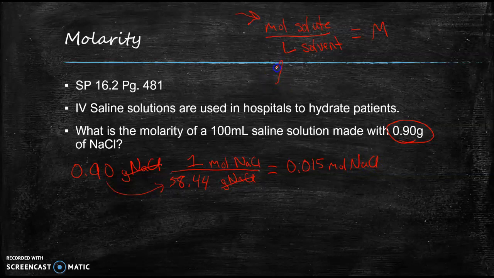Next, we need to find our liters. We have 100 milliliters. Well, we need to convert our 100 milliliters to liters. We'll do this by 100 ml divided by our 1,000 milliliters per 1 liter, which will give us 0.1 liters.